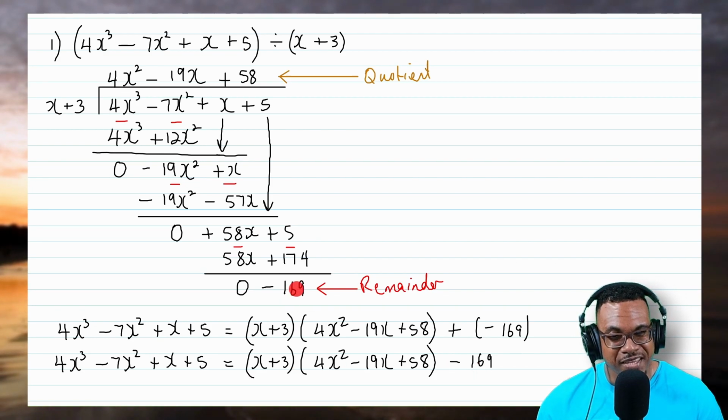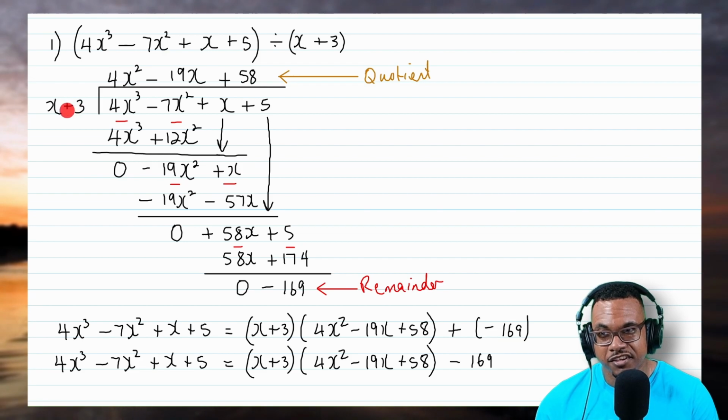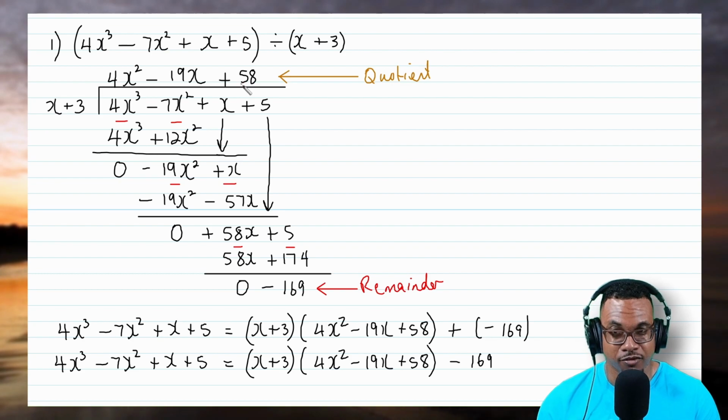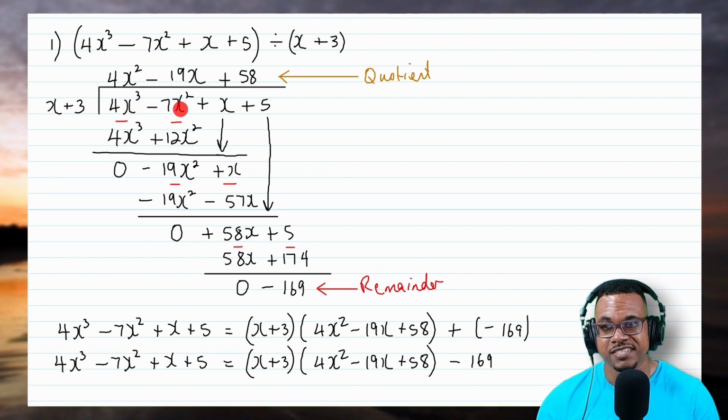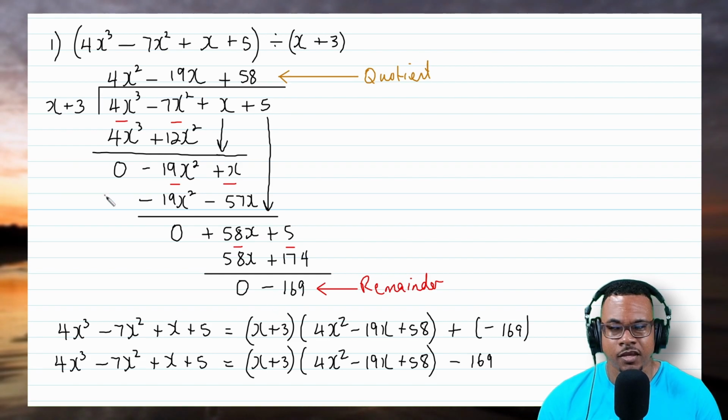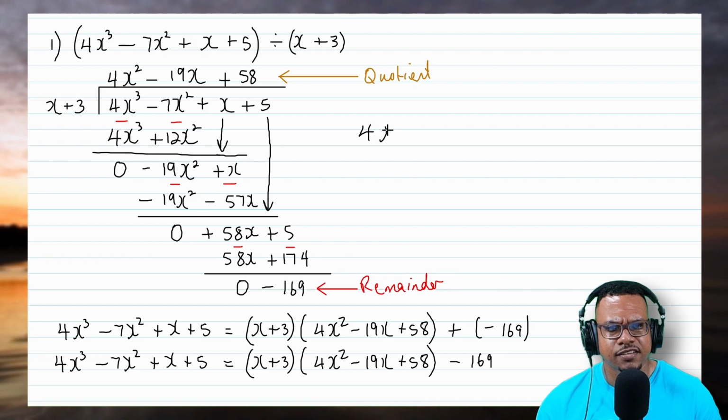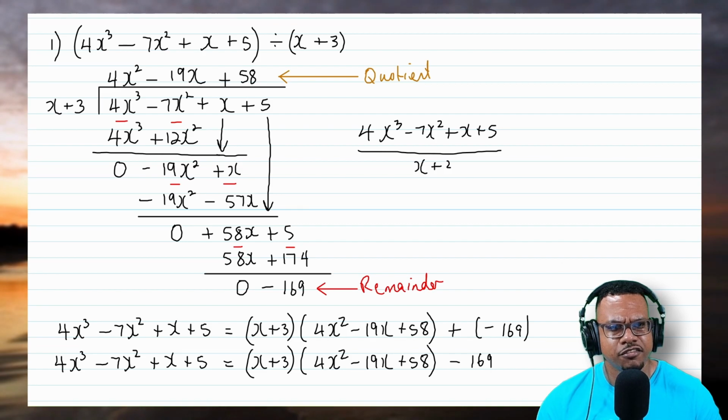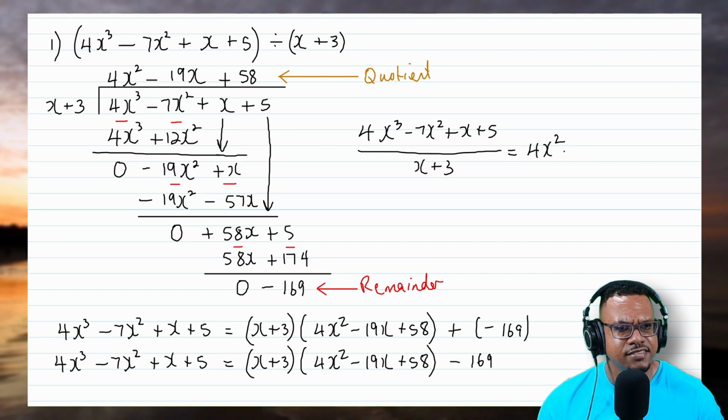Now, because we got a remainder, this x plus 3 and this 4x squared take away 19x plus 58 are not factors of our dividend, which is 4x cubed take away 7x squared plus x plus 5. Now, another thing I wanted to take away from this is that if we have 4x cubed take away 7x squared plus x plus 5, that's our dividend, divided by our divisor, which is x plus 3, then that is equal to our quotient, which is 4x squared take away 19x plus 58.